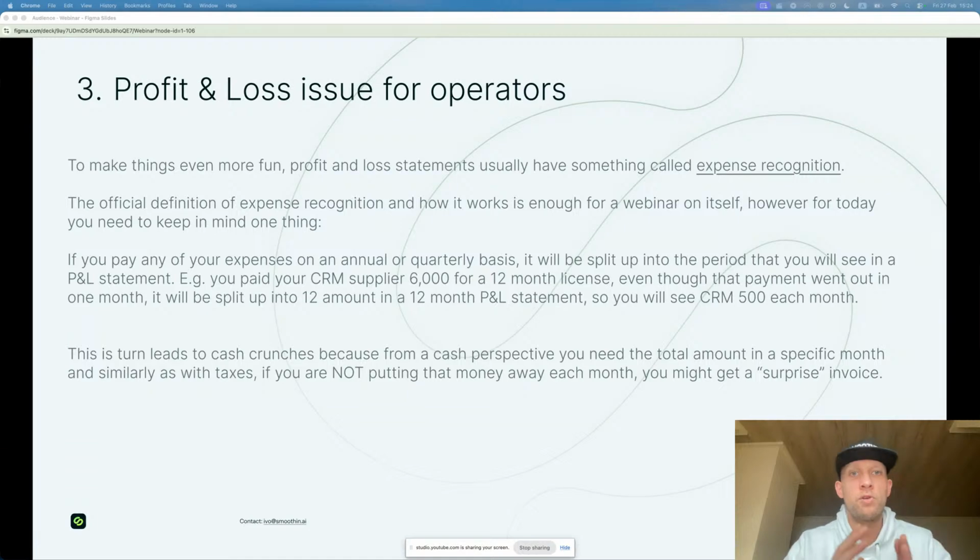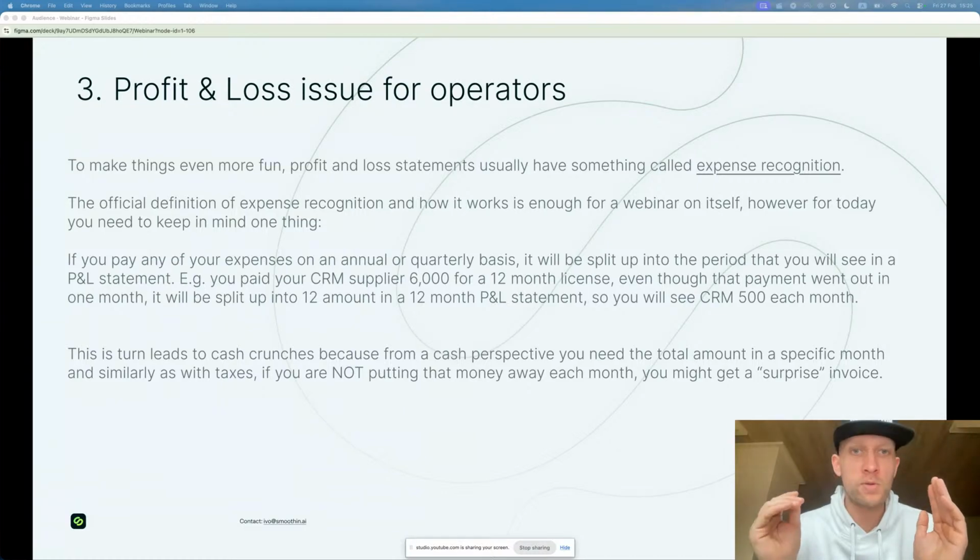If you pay any of your expenses on an annual or quarterly basis, so let's say you paid for a CRM system in January and you paid an annual bill, in the profit and loss statement for that year, if you had that monthly view, it's going to be split up for each month. So let's say you paid 6,000 upfront for a year in January. What you're going to see in your profit and loss for that year is 500 euros across every single month. The reason is that you're getting the service every single month, and you've paid for it up front. So in the accrual accounting principle way, they need to take the proportion of the payment that relates to the service. The payment was 6,000, but it's 500 every single month.